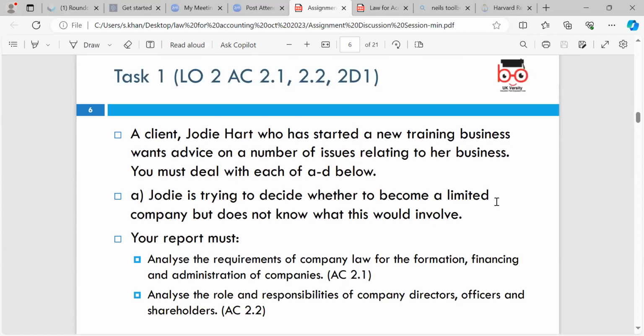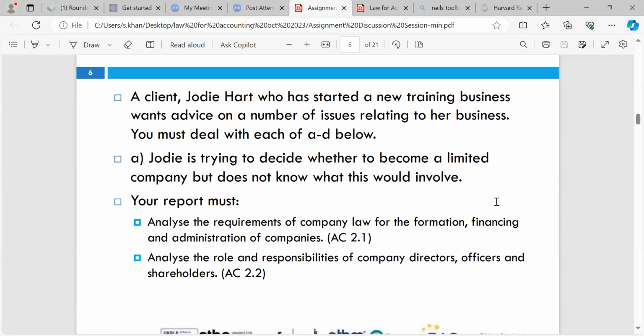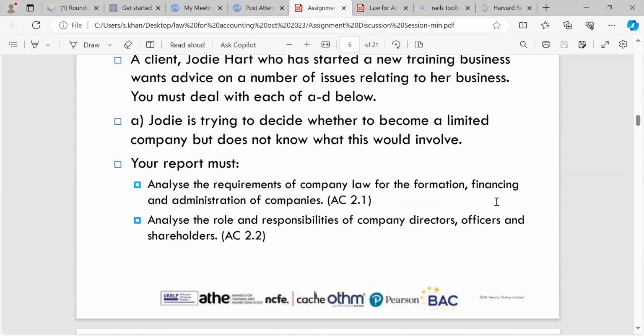So a client, Jodie Hart, who has started a new training business, wants advice on a number of issues relating to her business. You must deal with each of them below. Jodie is trying to decide whether to become a limited company, but does not know what this would involve. Your report must include these things, so you must highlight this, okay? So you are identifying this as task 1.